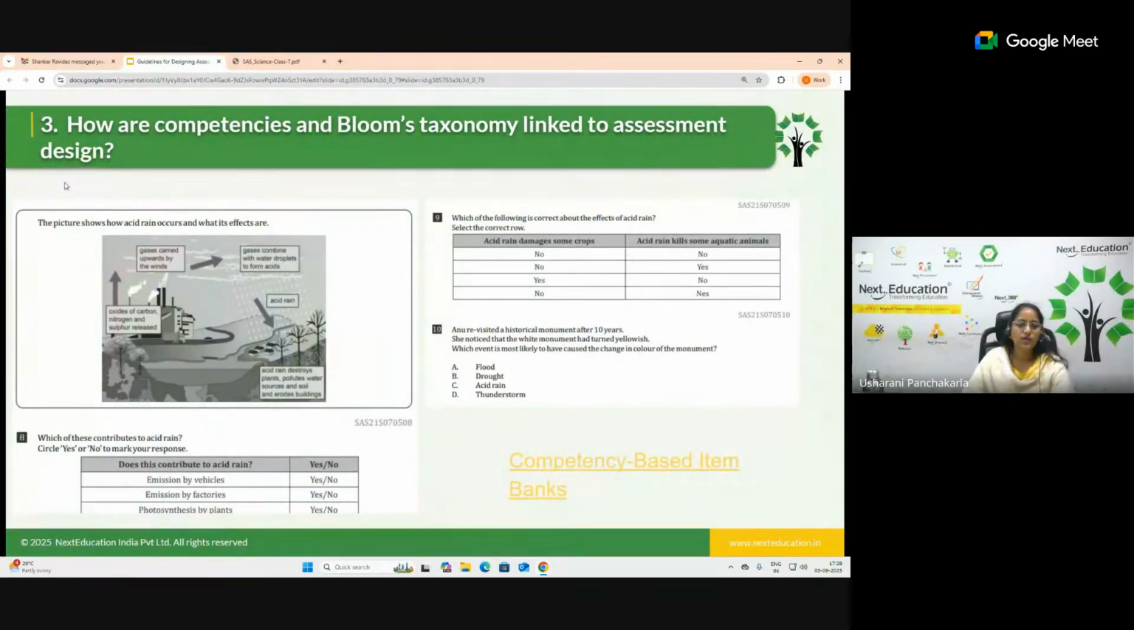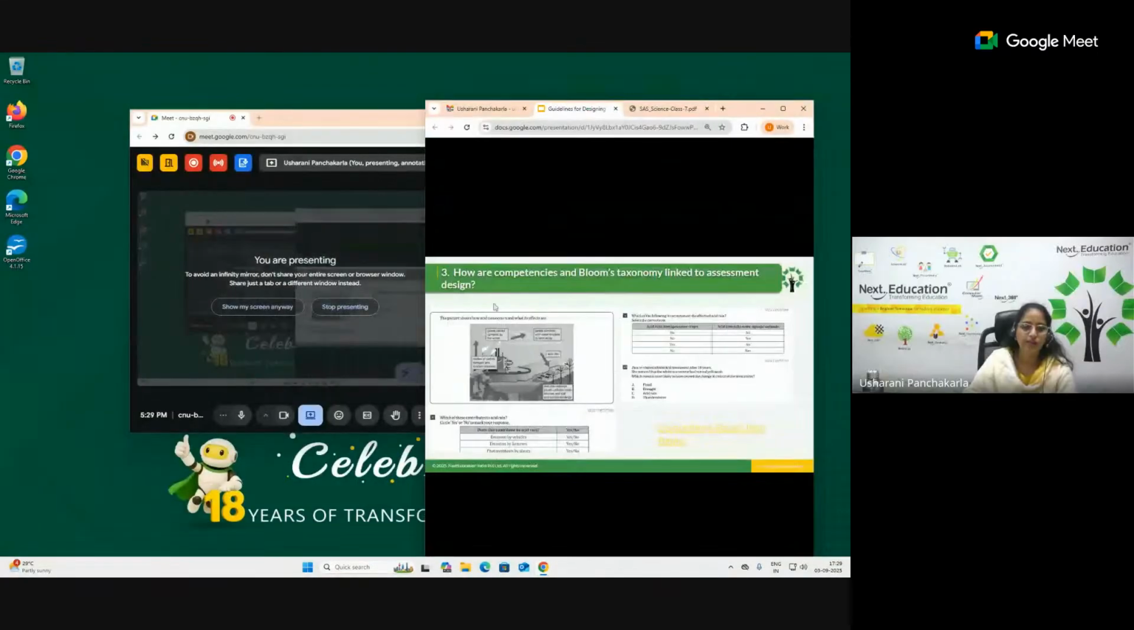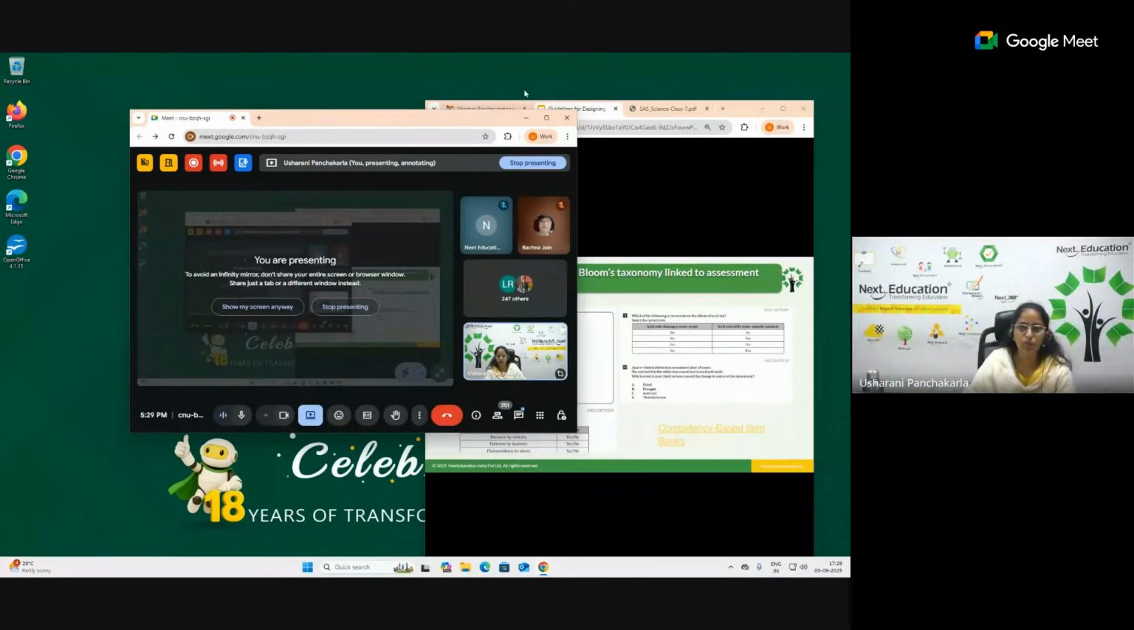Right. So here you can see a picture, and there are some questions asked upon that. Can you relate to this sort of questions? Where have you seen such questions, in any of the international assessments or competitive exams? Because I have seen such questions in one of the international assessments. Can anyone name it? PISA. Yes, very true.